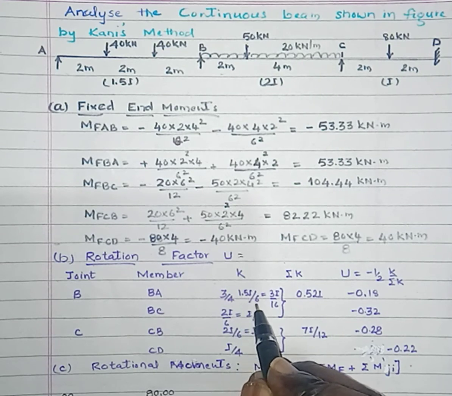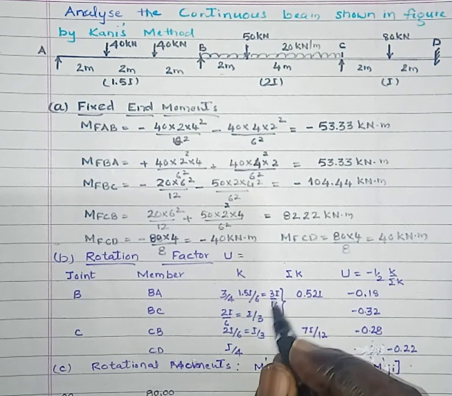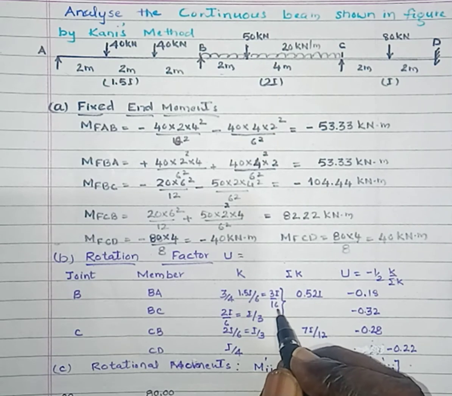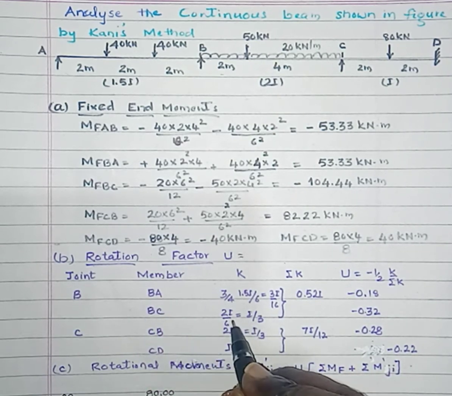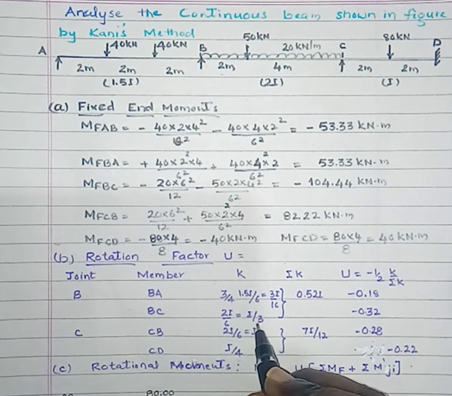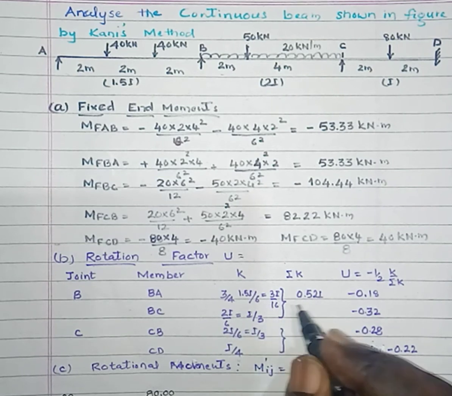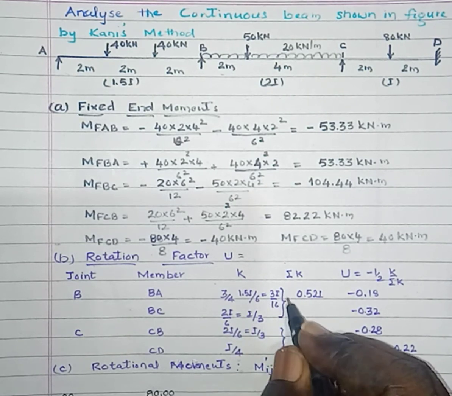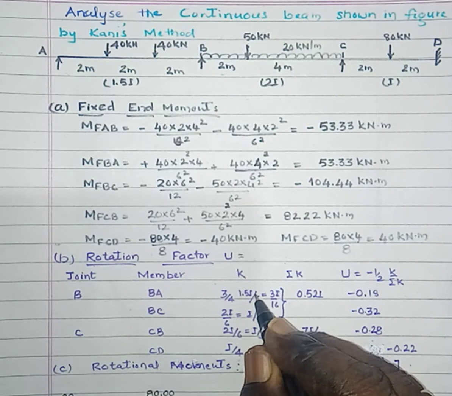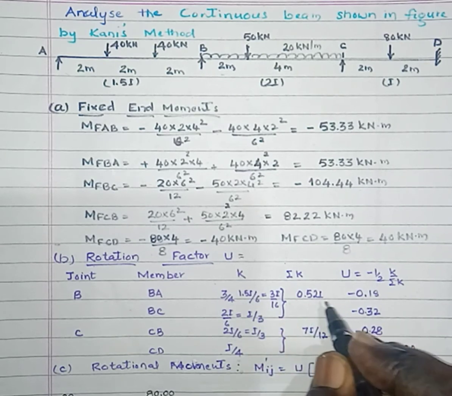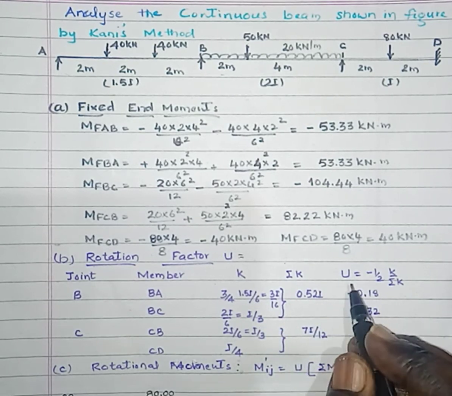which is 1.5 I, and length is 6. By simplification that is 3I by 16. Similarly for BC, with respect to B, C is continuous, hence K equals moment of inertia 2I, length 6, that is 2I by 6, that equals I by 3. Here the summation of the relative stiffness values at joint B, that is KBA plus KBC, equals 0.52 I.